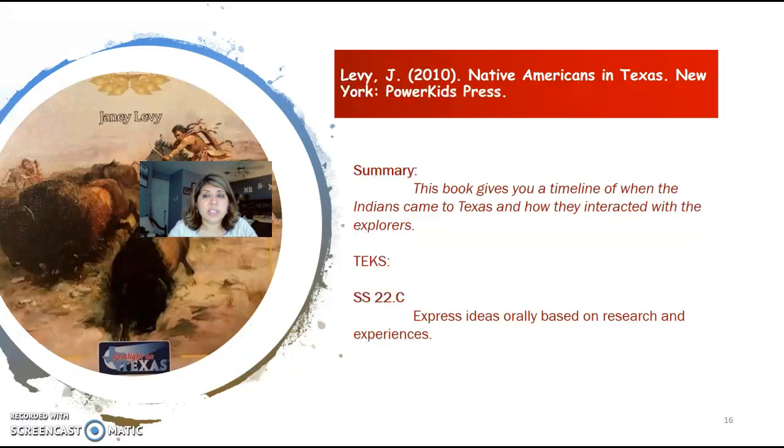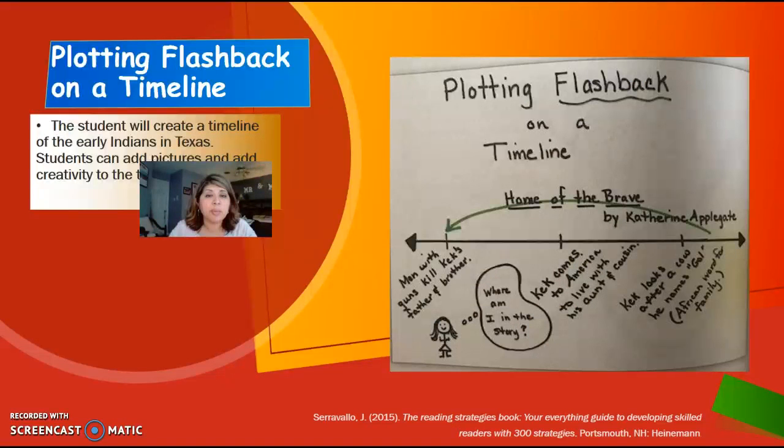The next book I chose was Native Americans in Texas. This book gives you a timeline of how the Indians came to Texas and how they interacted with explorers. The Social Studies TEKS I chose was Social Studies 22.C, and that's how to express ideas orally based on research and experiences. So with this timeline, I think students could use a strategy, plotting flashback on a timeline.